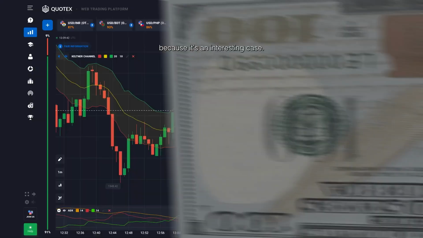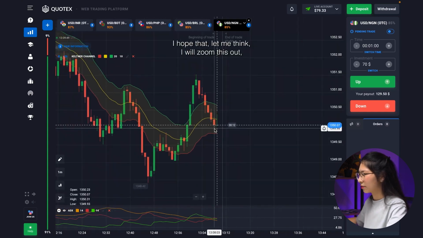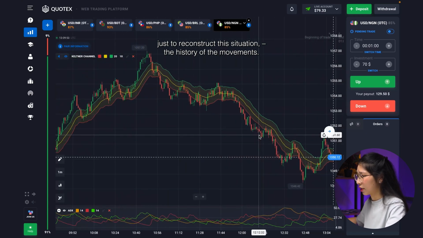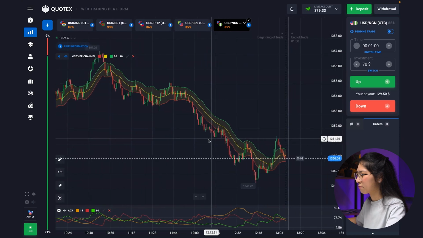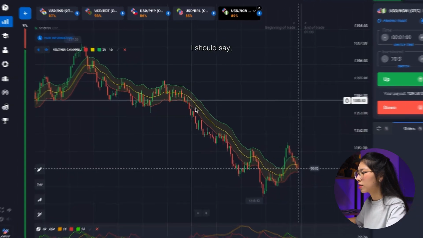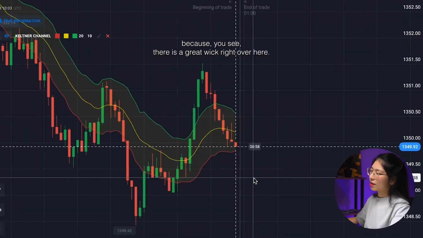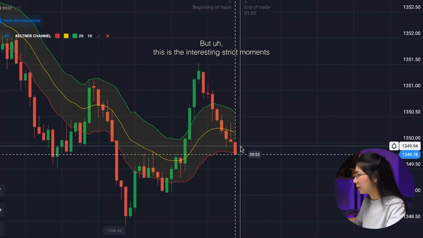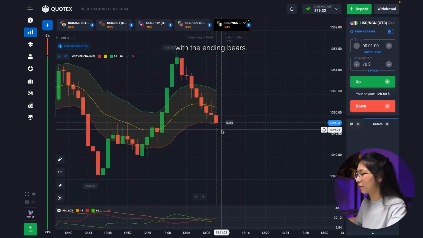So let's continue. Because it's an interesting case, I hope that, let me think. I will zoom this out, and I just need some time to reconstruct the situation, the history of the movements. I think that my predictions are going to go really well, because you see there's a great wick right over here. Maybe the next fallback is going to come, but there are interesting strict moments with Indian bears.